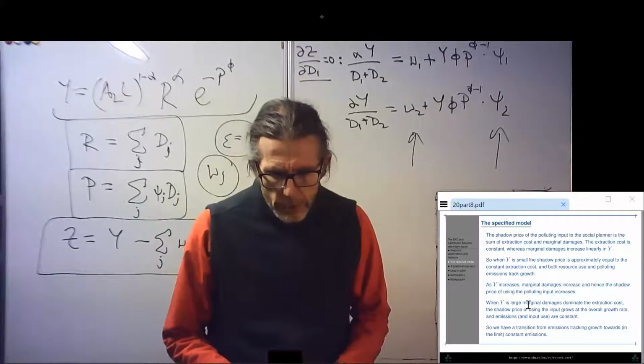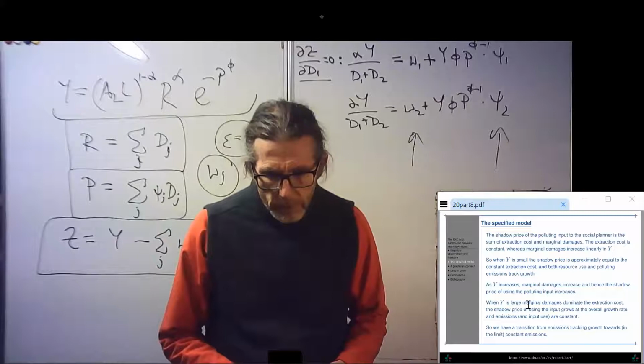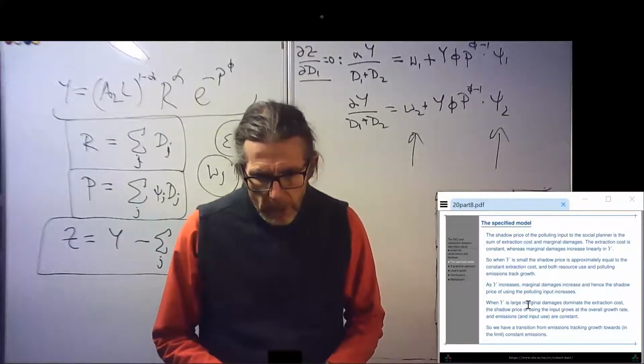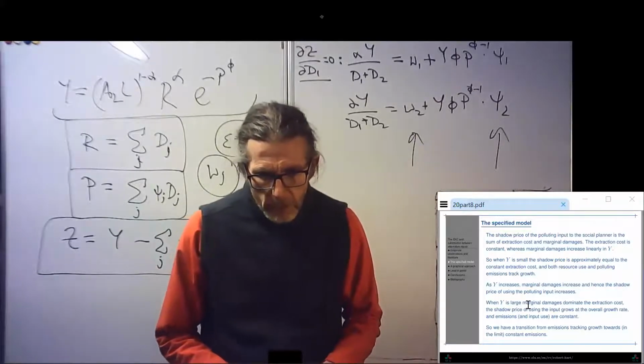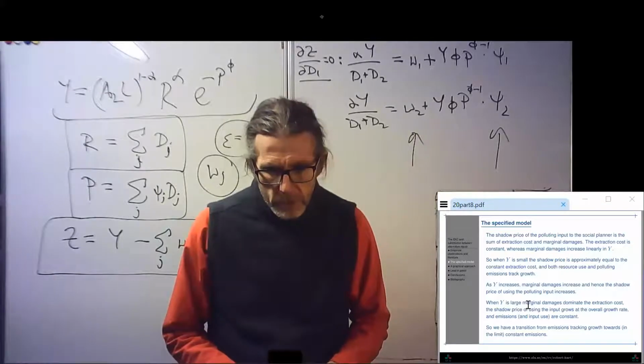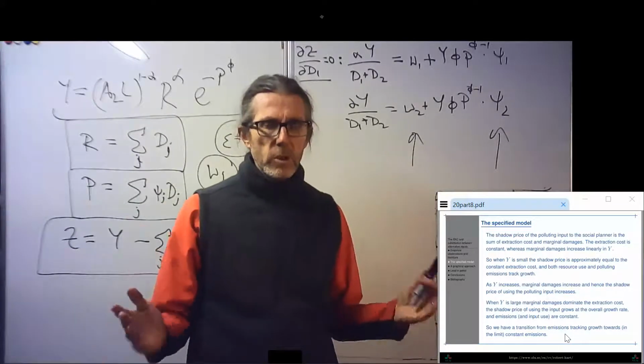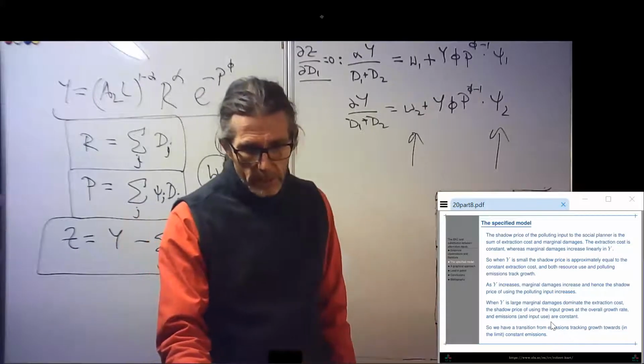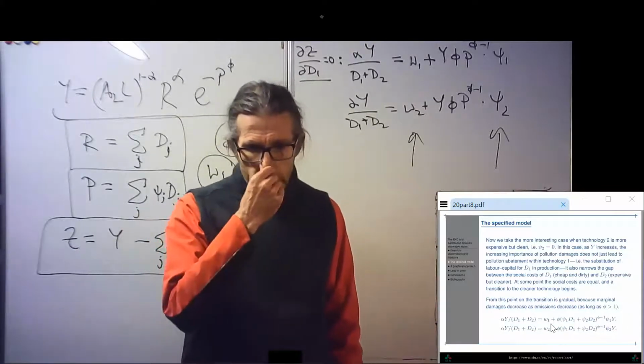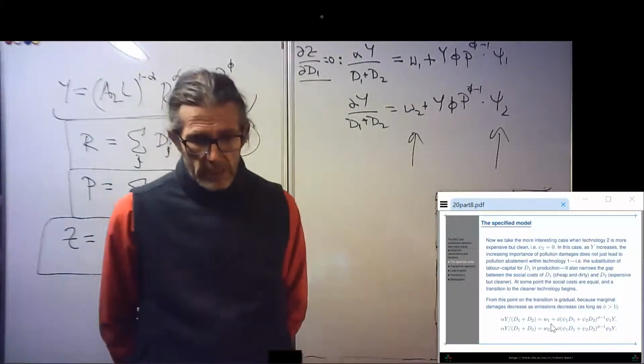The shadow price of the polluting input is the sum. So when y is small, the shadow price is equal to the constant extraction cost, and both resource use and polluting emissions track growth. As y increases, and so on. So you have a transition. Yeah, that's what I've talked you through already. So we'll go on to the next slide.